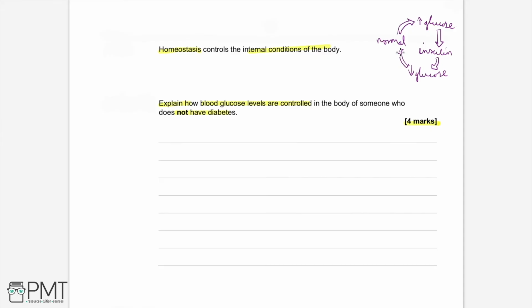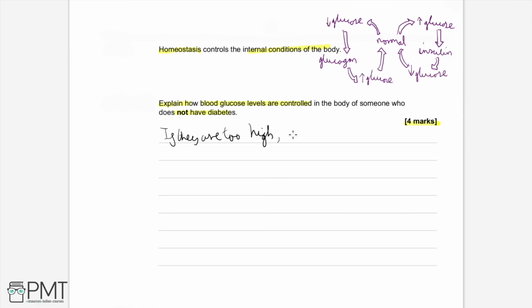Well, let's think about what happens in another case, when the glucose levels become too low. Well, in order to increase the glucose concentration of the blood, glucagon is released. Now, this is a hormone, and the hormone stimulates the liver to convert glycogen that we previously discussed into glucose, which is subsequently released into the blood. This will therefore increase the glucose level back to normal. So let's write this into our answer.